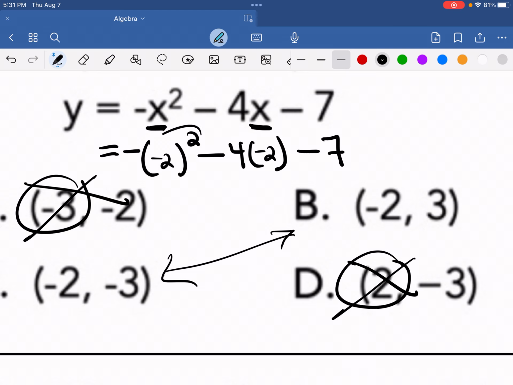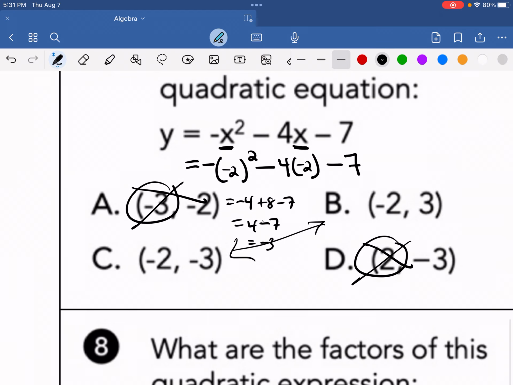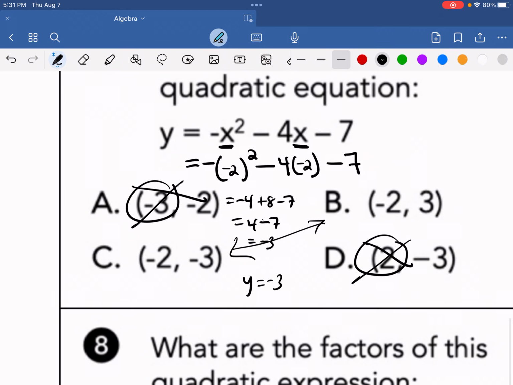-2 times -2, so I'm starting here is +4, but then there's another negative outside, so it is a -4. -2 times -4 is +8, and then -7. Okay, what's -4 plus 8? That is 4 minus 7. And then what's 4 minus 7? -3. So the answer would be that the y equals -3, the x equals -2, so it is C.